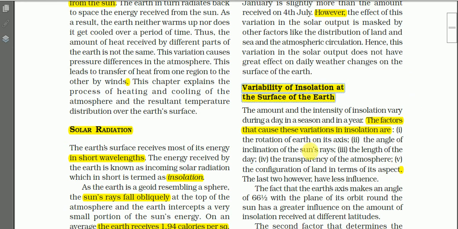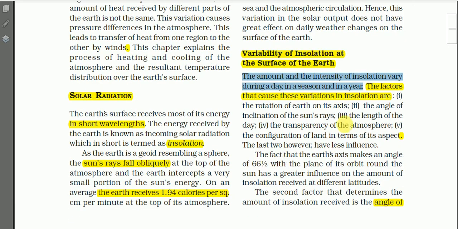So, variability of insolation at the surface of the Earth. We have learned that there are differences in the amount of insolation received on the surface of the Earth from place to place. And this amount may also vary during a day, between the seasons, and in a year. In a day, when we compare early morning and noontime, we feel hot in the noontime. That means we find variation in the amount of insolation between morning and noontime.